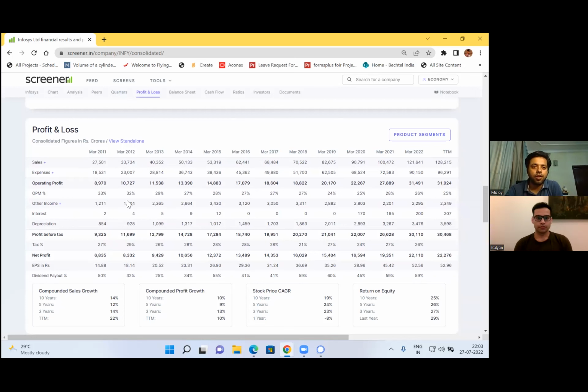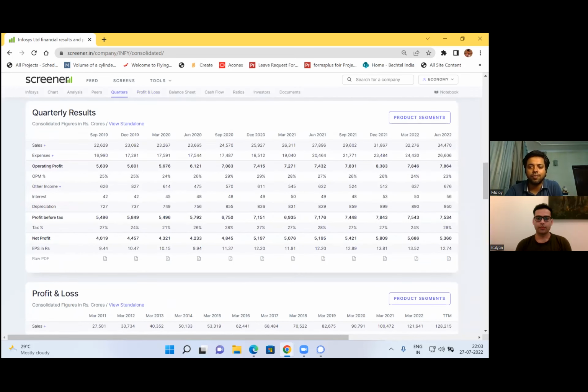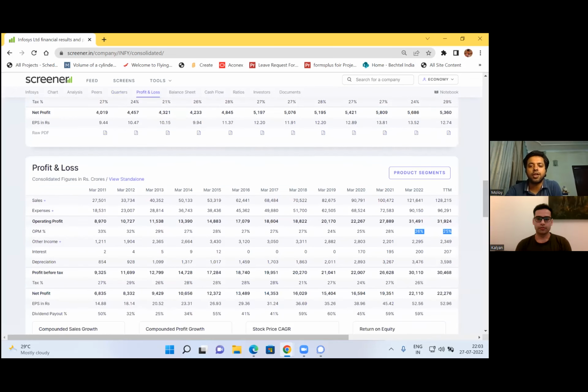Okay, so here if you look into the operating margins for the last 11 years, the operating margins vary from say 33% to 25%, right? So now if you come back to this number, we can understand that this 23% cannot stay forever, right? It has to improve, and our historical data says so.